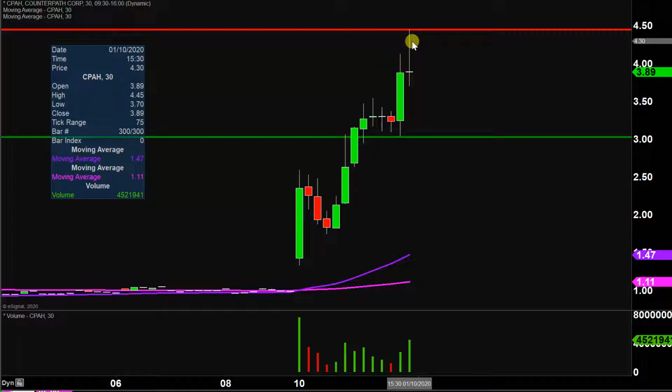So monster movement, monster volume, whole lot of eyeballs going to be on this one next week. So we'll see what happens with it and see if the price can continue to build upon this momentum that was very clearly established today.